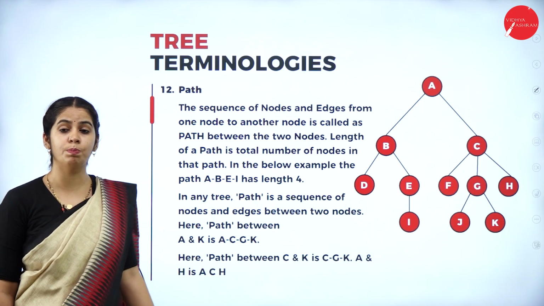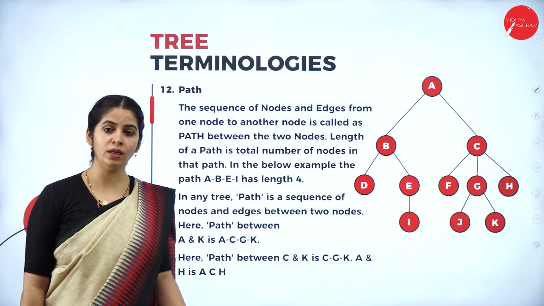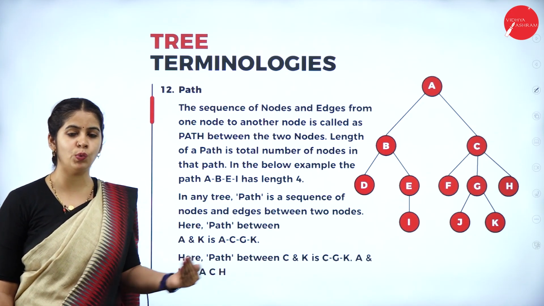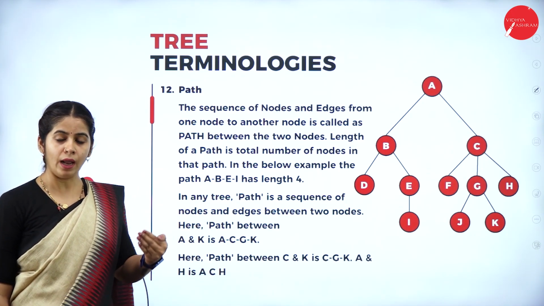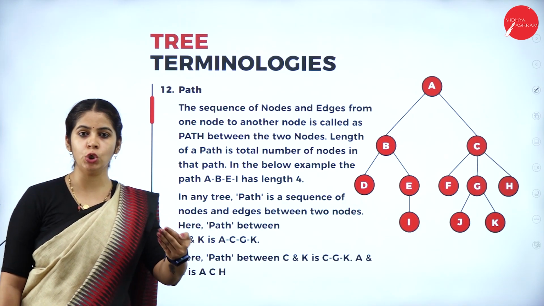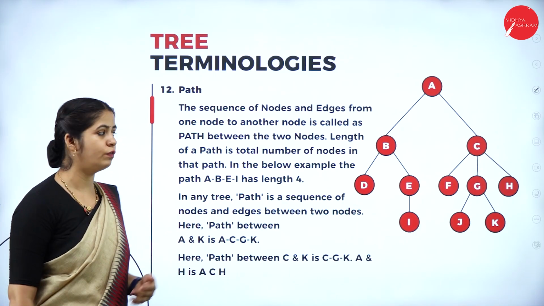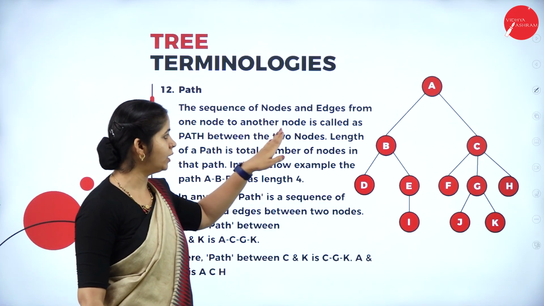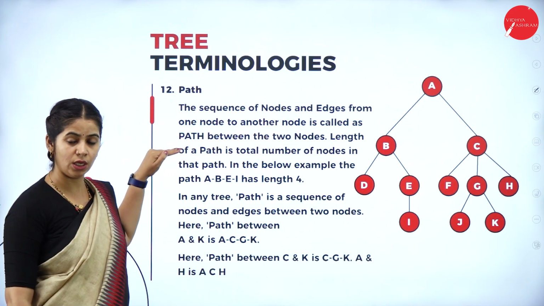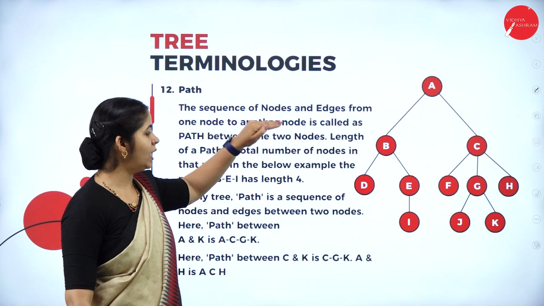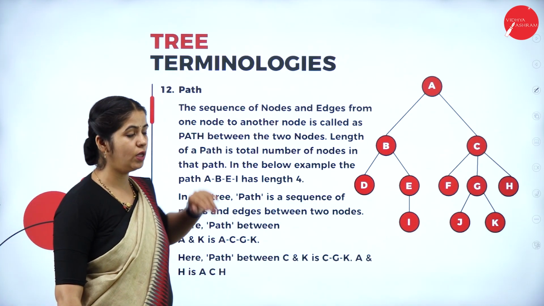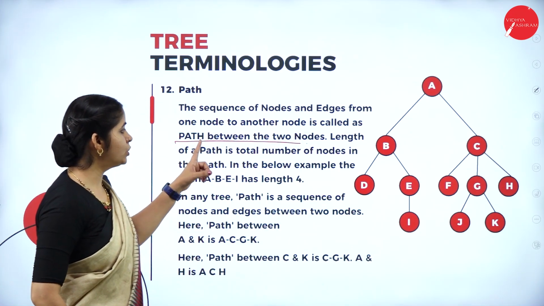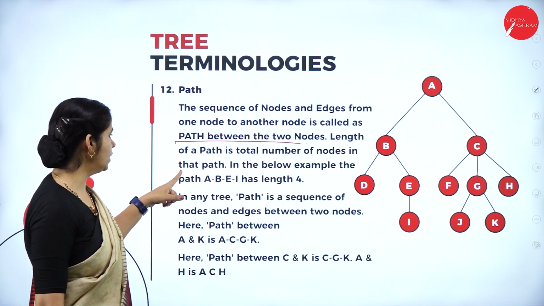Next we have path. How we are traversing gives you a path. Just as we traverse an array and a linked list, we can traverse a tree also. When we are traversing, visiting each node of the tree, we give the path of the tree. The sequence of nodes and edges from one node to another node is called a path. The length of the path is the total number of nodes in that path.